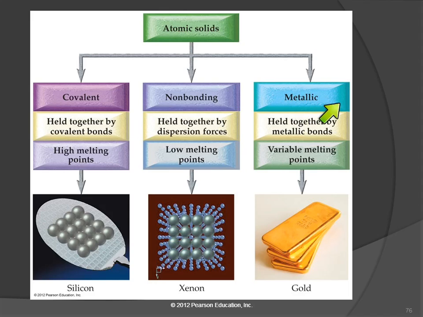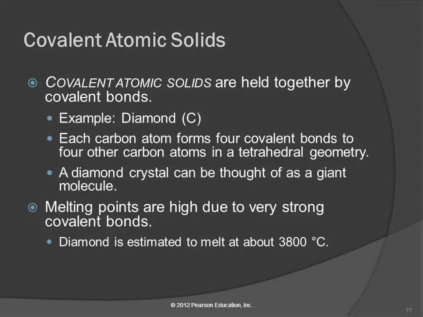And then there are metallic atomic solids, and these are held together by metallic bonds, and these are going to have varying melting points. Mercury is a metal that is a liquid at room temperature. And we know that things like iron and aluminum melt at very high temperatures, because otherwise we wouldn't be able to use them as pots on the stove and stick them in a flame and have them not melt. So the melting points of metals are very, very varied.